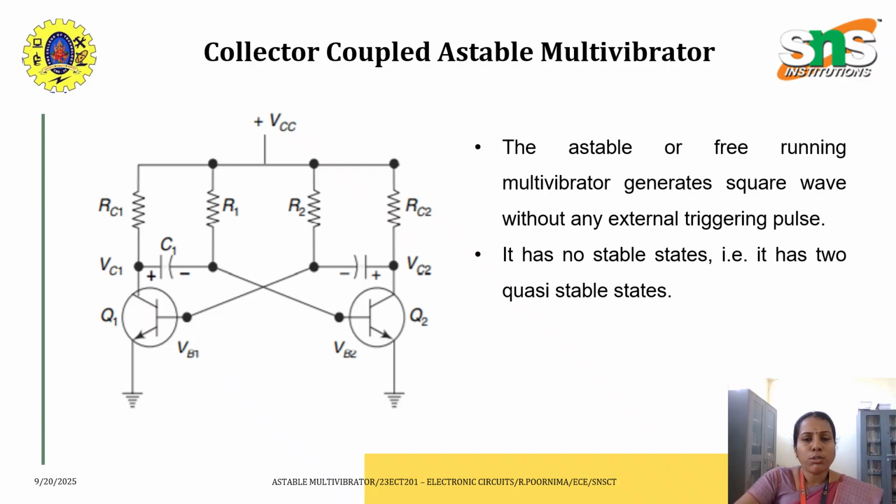It consists of two-stage transistors, and the important point is that it has no stable state. It means it has quasi-stable states, because it does not have any stable state. One stage will move to another quasi-stable state. Continuously it goes on like this, so it is a half stable state. Its state keeps changing from on to off, and off to on.